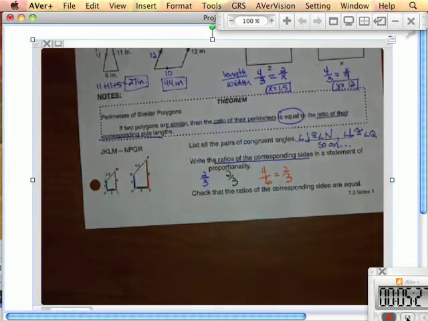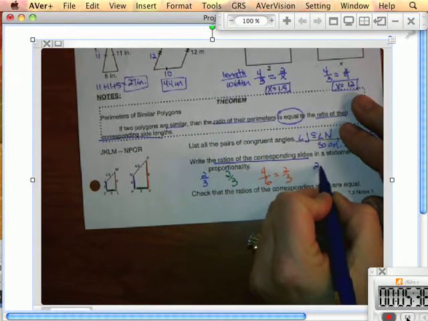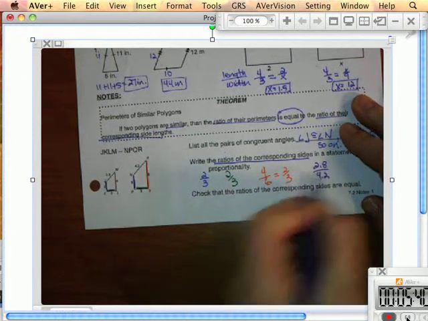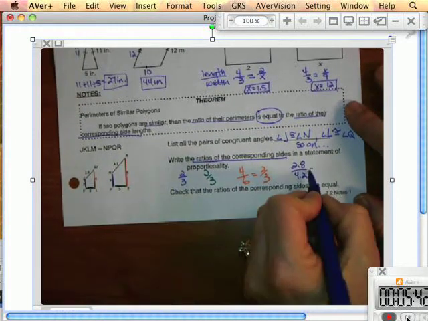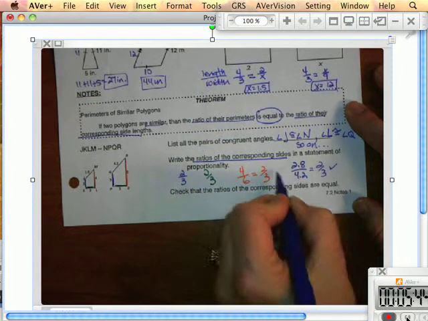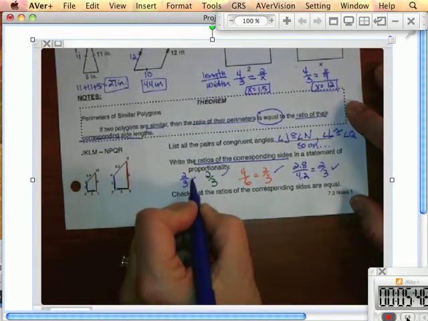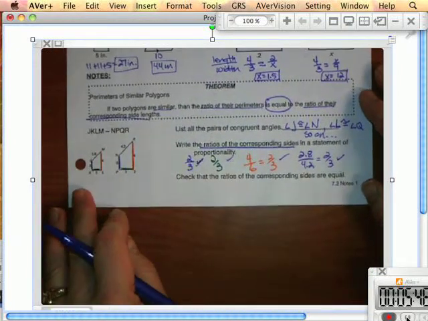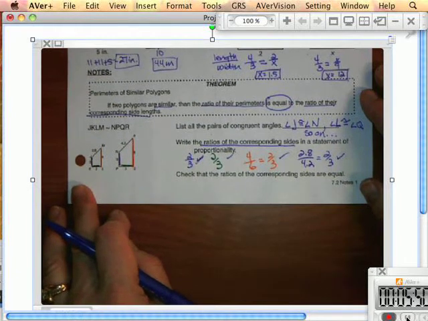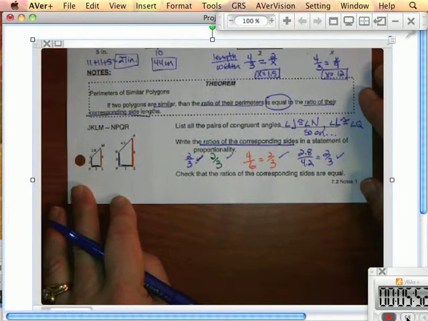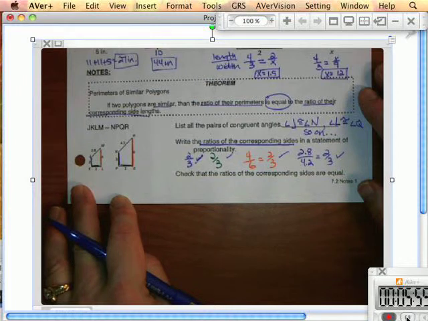Okay? And then if that's true for those 3 corresponding sides, what do you think is true for the 4th one if we did the math? If we did 2.8 over 4.2, what do you think it reduces to? 2 over 3. Look at that. The ratios of each side, corresponding sides, are equal. Okay? All right, turn it over.